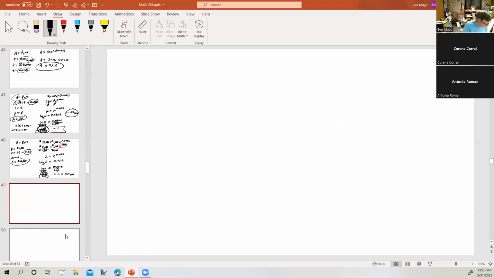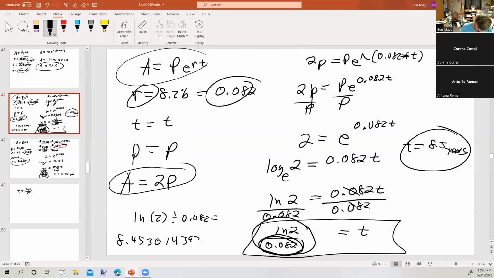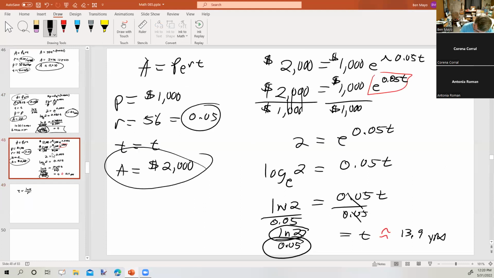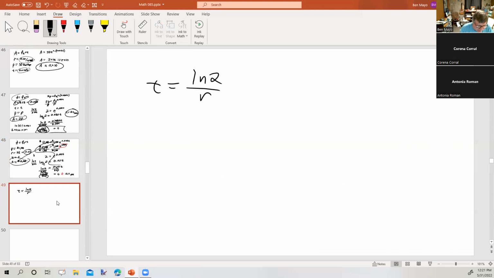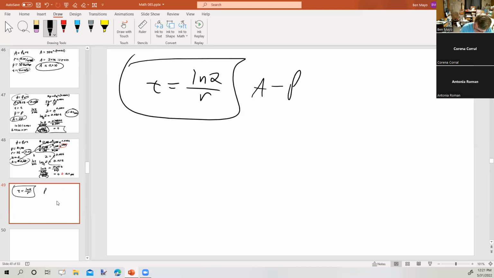If we're doubling a population or an amount that compounds continuously, the time is going to be equal to the natural log of 2 over the rate. So I could have done this problem by starting with the natural log of 2 over 0.082. I could have done this problem by starting with the natural log of 2 over 0.05, and I could have shortcutted all of that. But that's only when you're doubling a population or an amount that's growing continuously. So we've got that formula, we've got this formula.